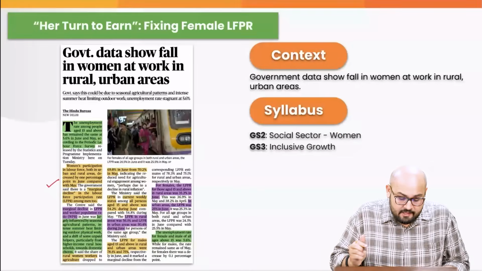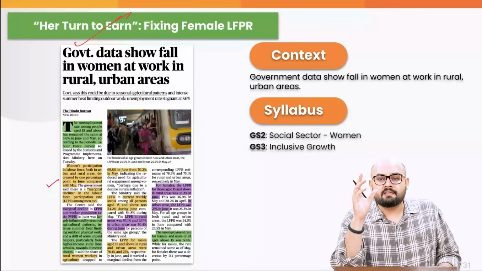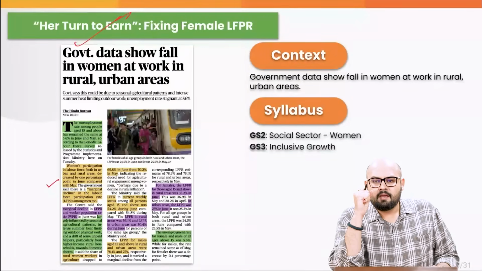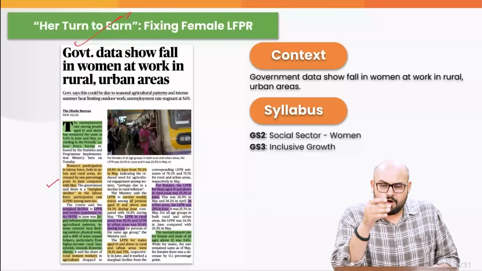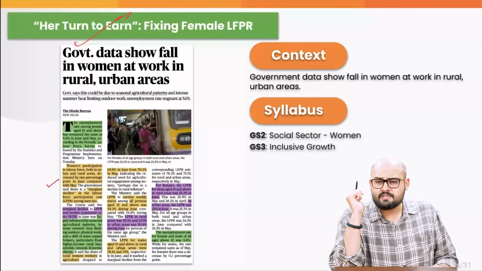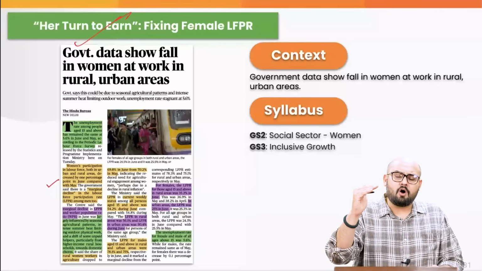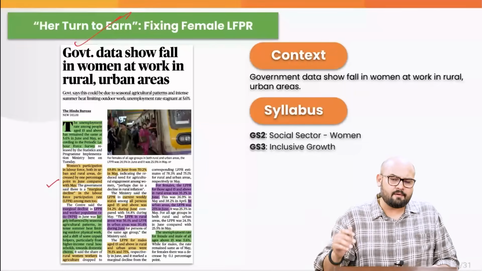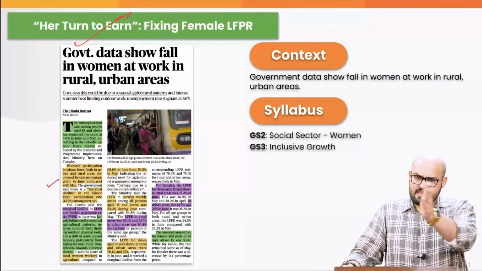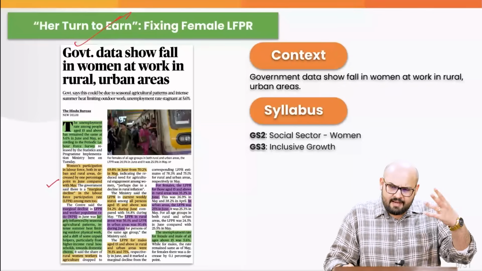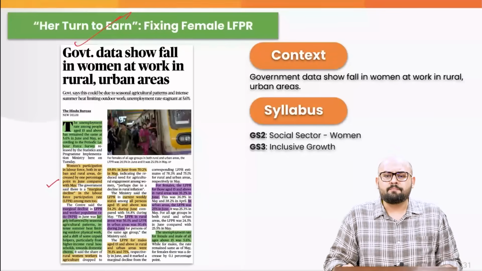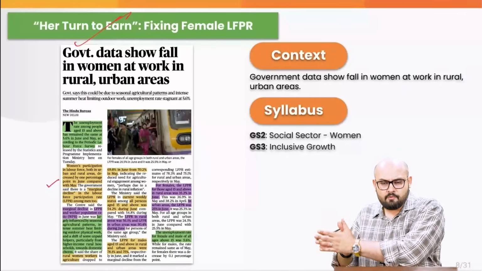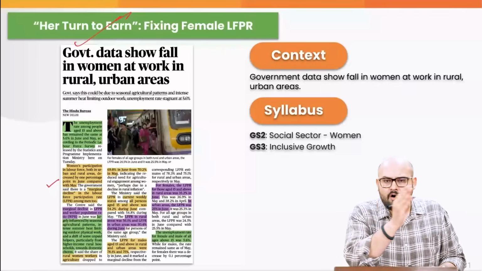Coming to the next topic, this is with respect to 'Her turn to earn': fixing the female labor force participation rate. So we have the Periodic Labour Force Survey, and it has given data with respect to the month of June for the female labor force participation rate. It says that there has been a reduction of 1 percentage point as compared to the May figures, both in the urban as well as rural areas. And the government has given its own reasons why there has been a reduction. The government says that we had an intense heat and therefore the number of people working outside reduced, and therefore we have a reduction in the values of June.